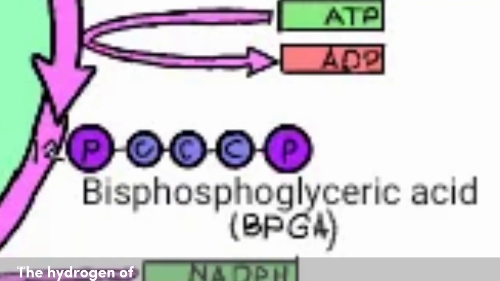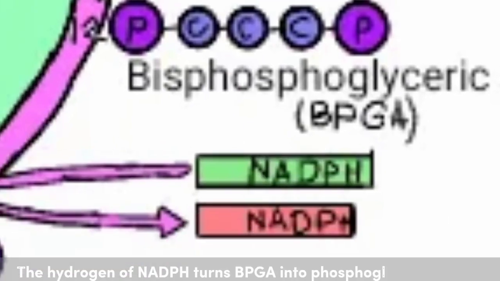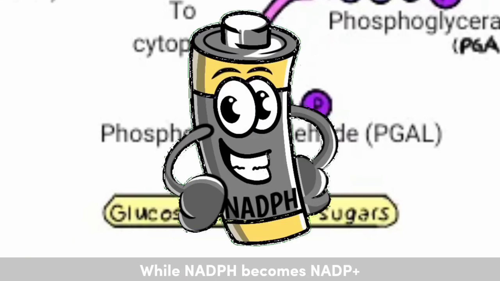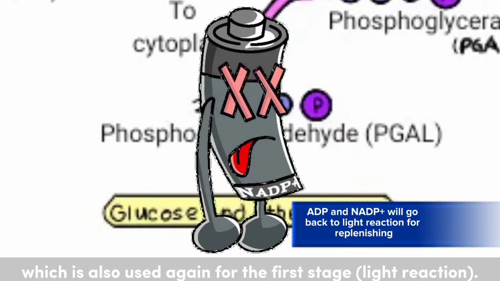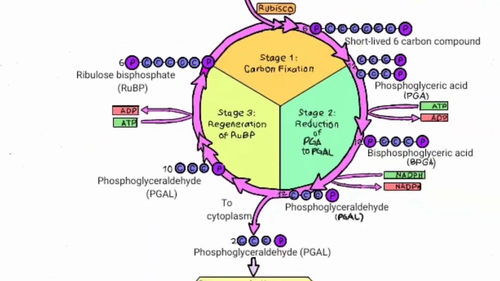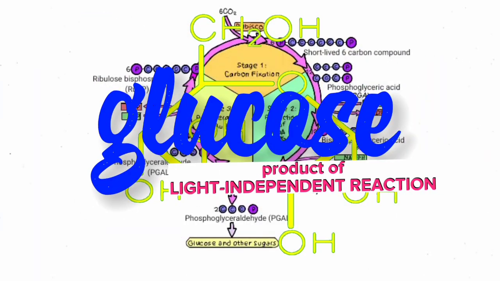The hydrogen of NADPH turns PPGA into phosphoglyceraldehyde, then used to make glucose, while NADPH becomes NADP+, which is also used again for the first stage. The remaining PGAL molecules will be used to make Rubisco that can be used for another cycle. Remember to care for our greens because they can make our environment clean.